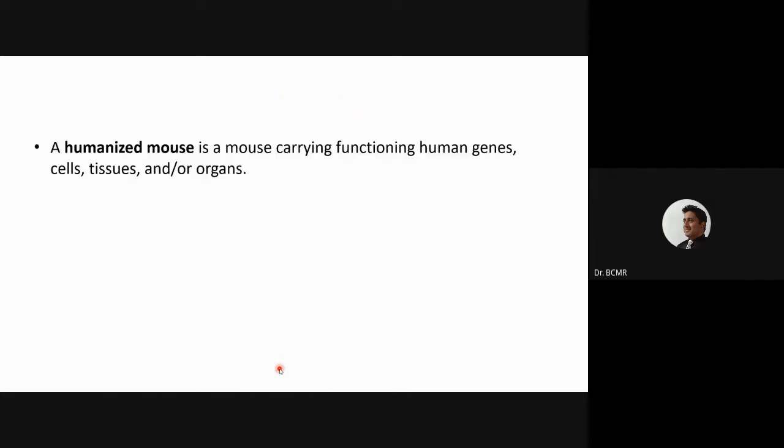So we need to do something about these mice, and that is called humanization, in the sense that we are going to put in some human genes or cells, tissues, or organs. And if you make a live mouse like that, then it is called a human mouse. So a mouse that carries human cells, genetic information, tissues, they are referred to as humanized mice.